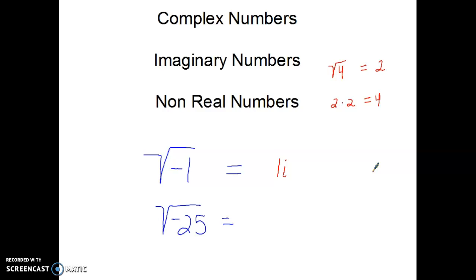The second example, square root of negative 25. Because I'm doing a square root of a negative, that means I'm going to have an imaginary number. I can do the square root of 25, and that just equals the whole number 5. So the square root of a negative 25 is equal to 5i. That's how we represent the imaginary number for the square root of negative 25.